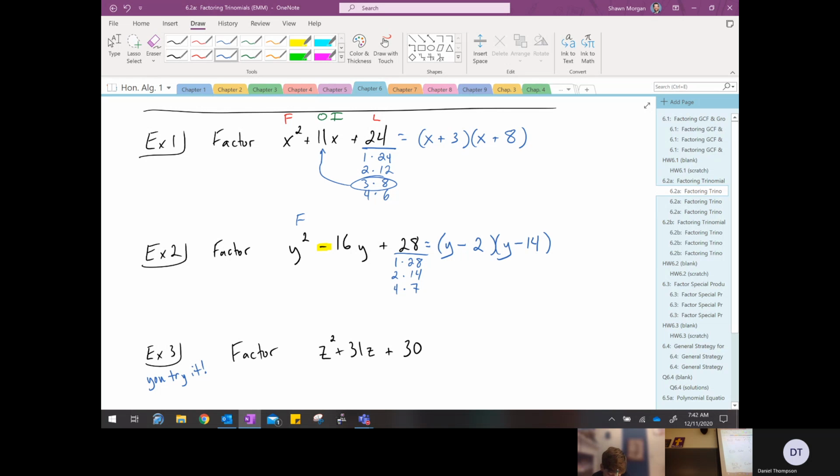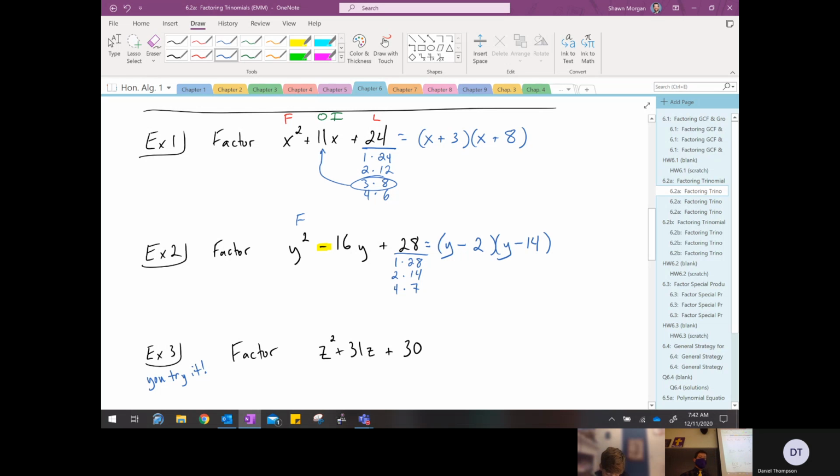Charlie, how do I always check my work? I can FOIL it back out. Of course, the first times the first is going to give me y squared, and the last times the last, negative 2 times negative 14 is going to give me 28. That's how we got 2 and 14 to begin with. They were factors of 28. They multiplied to equal 28. And then the outer and the inner, when we multiply those together, we get negative 14y and negative 2y, and that adds up to negative 16y.